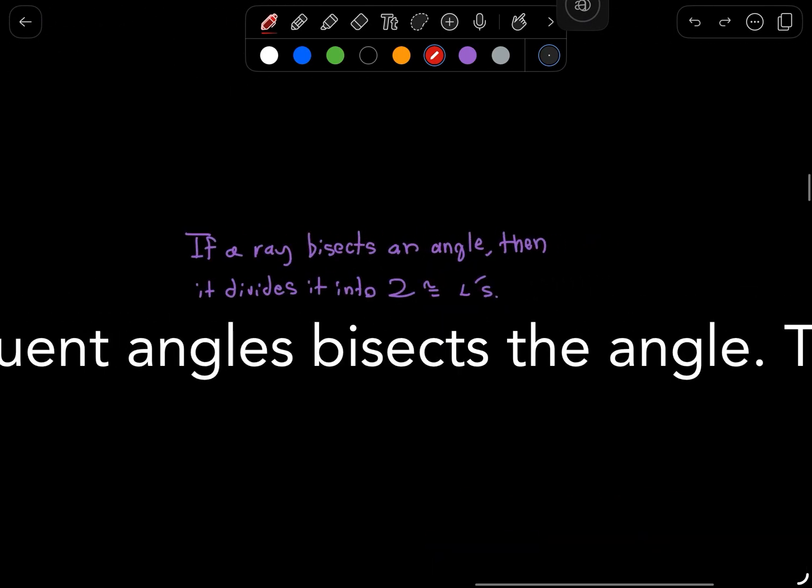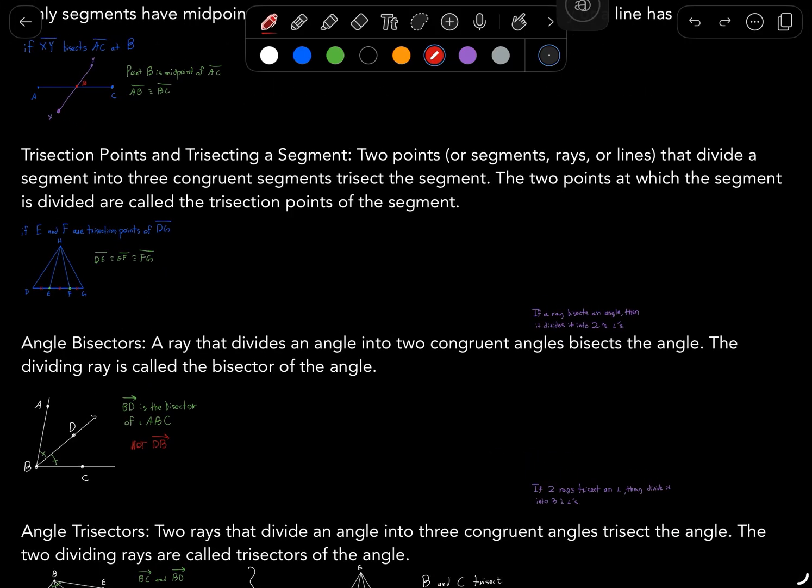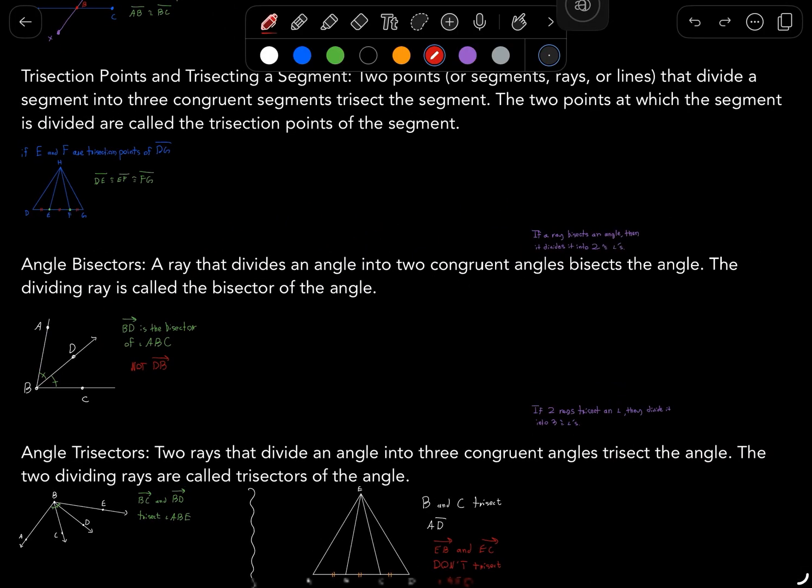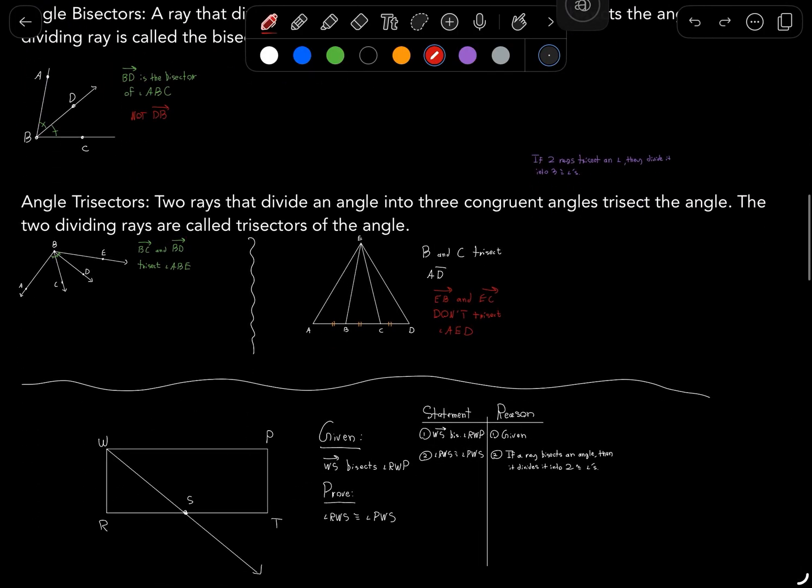And the theorem, remember, I told you guys to make sure you know your theorems. So there's a new theorem here, which is highlighted in purple. If a ray bisects an angle, then it divides it into two congruent angles. So again, just make sure you know that for future proofs. That's for the angle bisectors, of course.